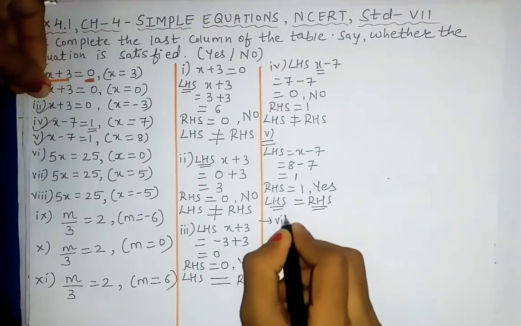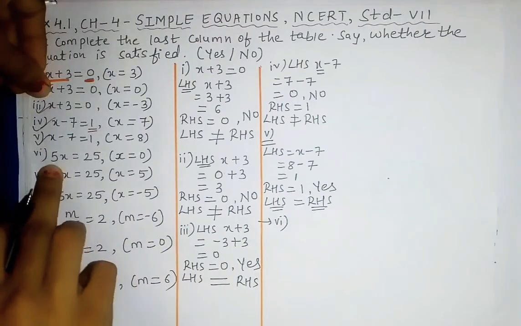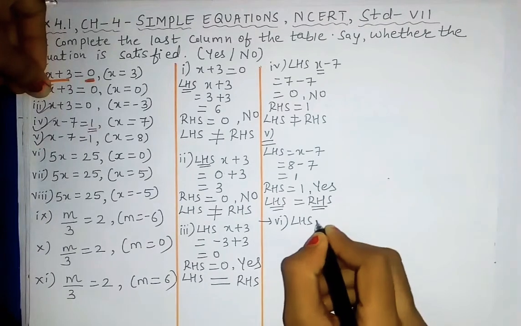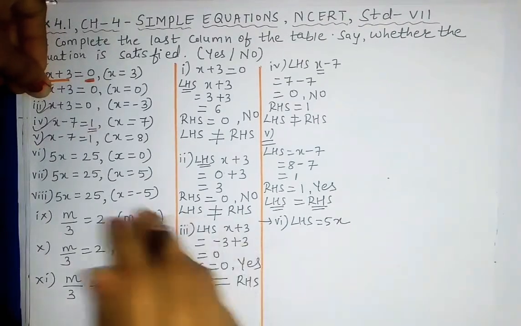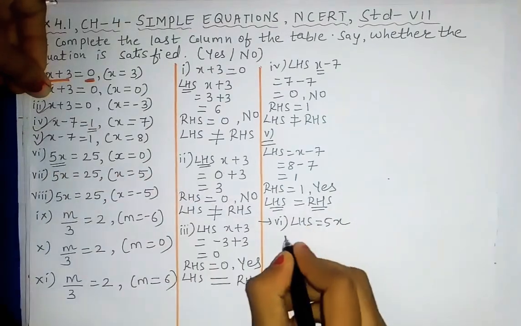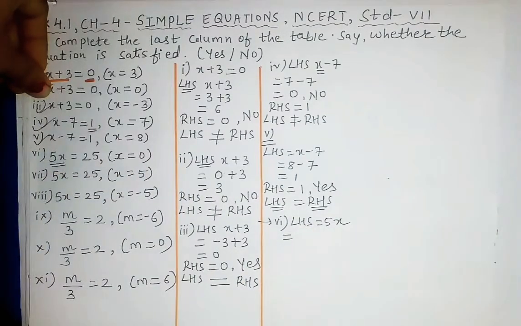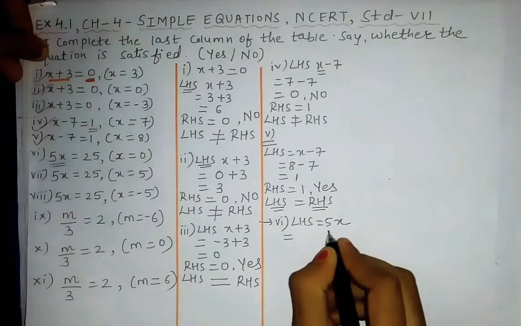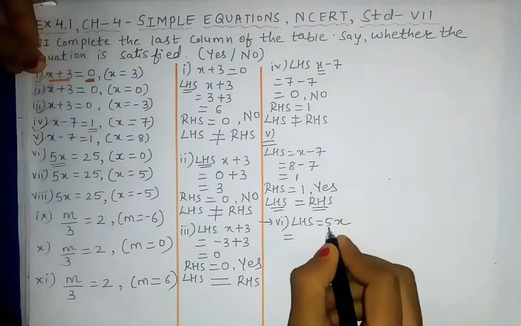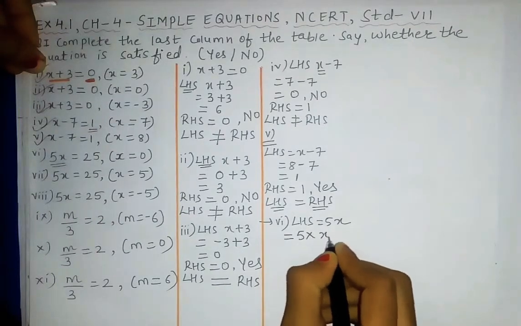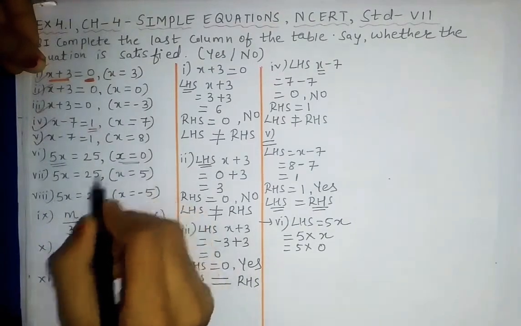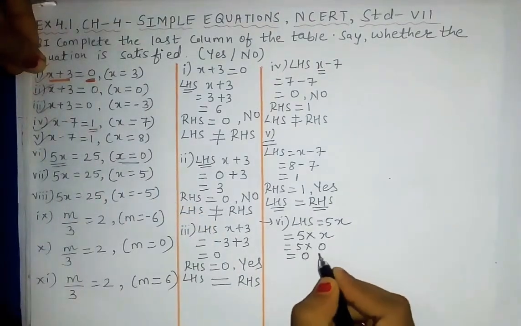Now sixth one is 5x equal to 25 and x equal to 0. So our LHS part is 5x. Okay. So this is our LHS part 5x and x is given 0. Now there is no sign, means which sign is there? Multiplication sign. So 5x means 5 into x. So 5 into 0, because 0 is given. So this value we are keeping. So 5 zeros is 0.